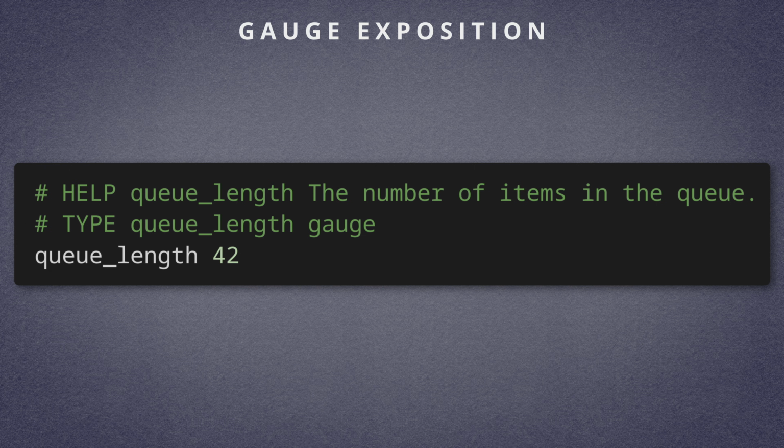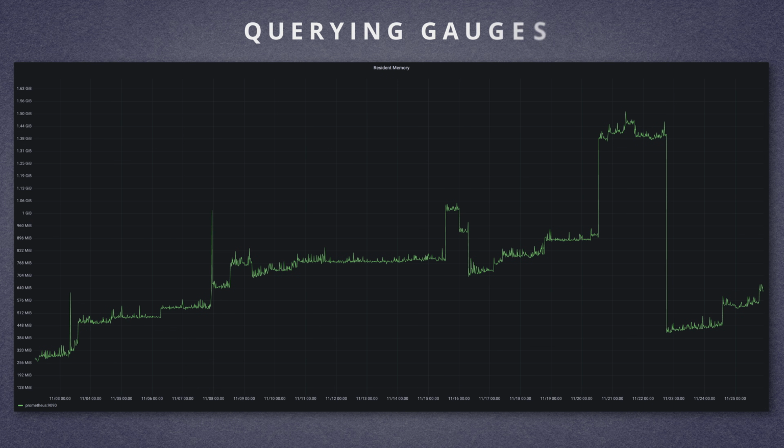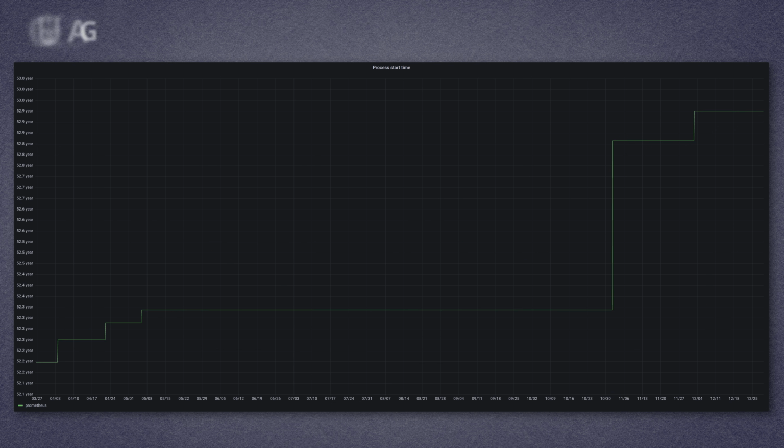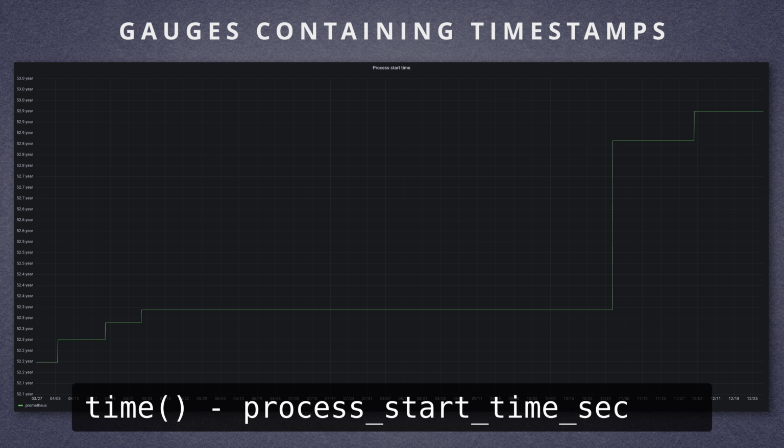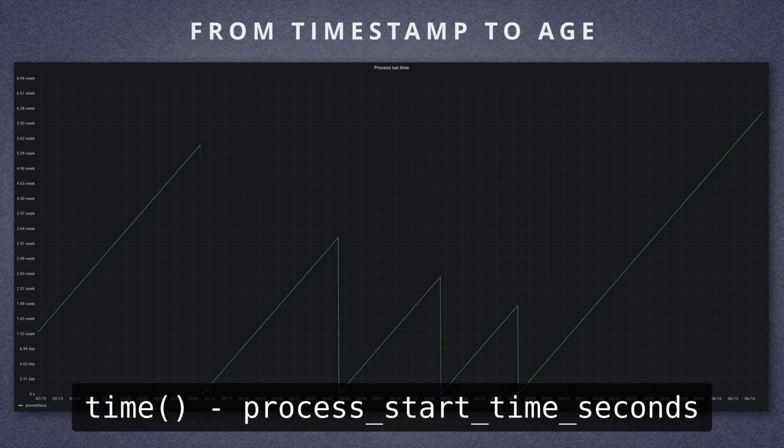And when it comes to querying gauges in PromQL, there's not much you have to know. The current value of a gauge is already meaningful by itself, so you can often just graph it as it is. And of course, that doesn't mean that you can't apply all kinds of aggregations or other operations to it when you need to. For example, for gauges that contain timestamps, you may want to subtract them from the current timestamp, which you can get using the time PromQL function to figure out how long ago an event has happened.